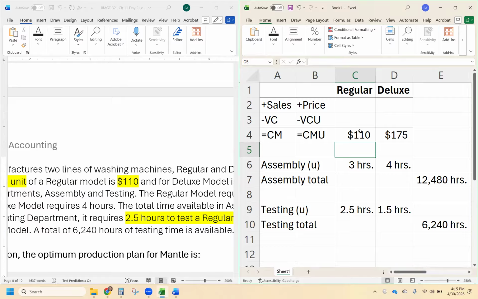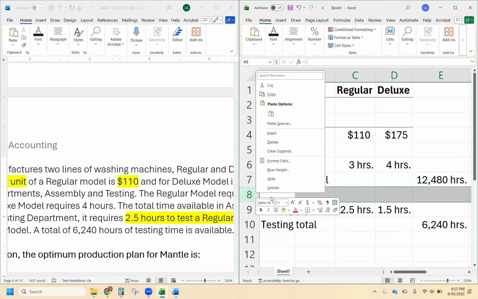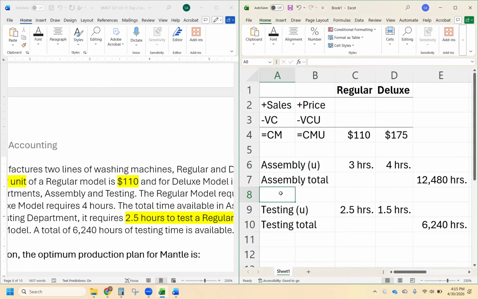Here, I see deluxe is faster, and I know it makes more money overall. So this one doesn't really matter to me that much because it's faster anyway. But I can calculate how much money I'm going to make per hour assembling the products. So that's what I'm going to do here. I'm going to do a CMU per hour.